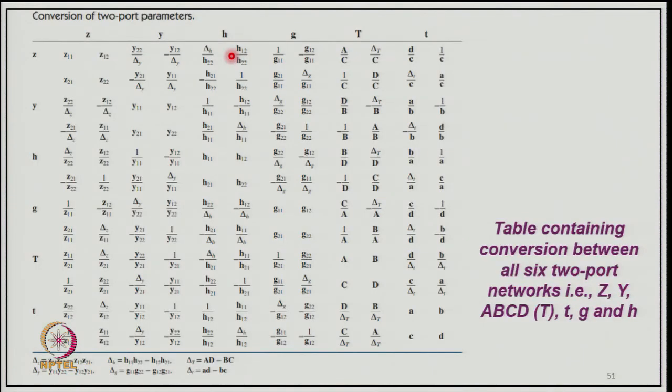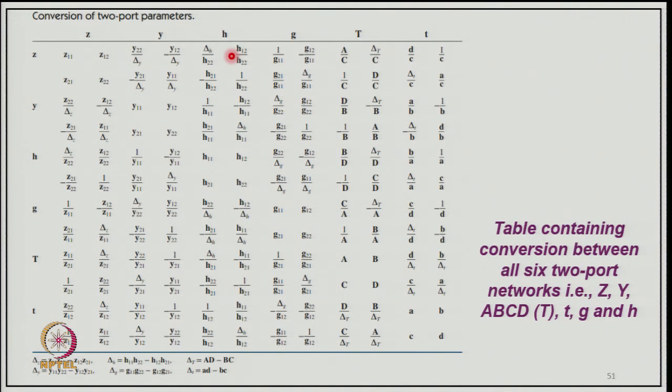Similarly, we have a conversion table for the 6 kinds of parameters of a 2 port network, containing Z, Y, ABCD transmission parameters, inverse transmission parameters, inverse Y parameters and inverse hybrid parameters. Here it is written Z, Y, H, G, T and small t, and similarly on the row side also, all 6: Y, H, G, T and small t.